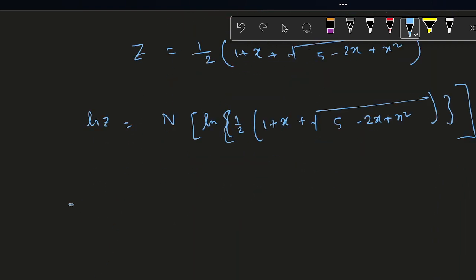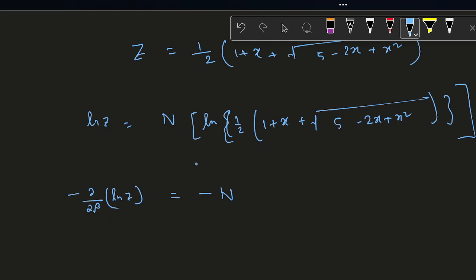Then you have to take the derivative with respect to beta, so the average energy is minus del by del beta of ln Z. That means you have to take a minus sign, and n is a constant, so it remains as it is. And remember that in this expression x is nothing but e to the power of beta J.